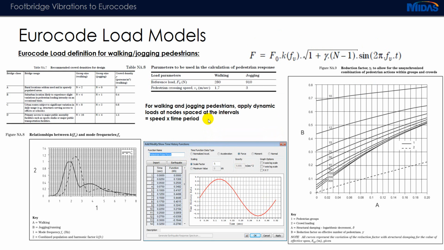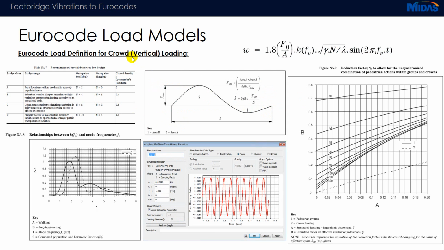Now, where are these time forcing functions applied? They are applied as dynamic nodal loads at the nodes on the structure, which are spaced at intervals of speed multiplied by time, which I just discussed in the previous slide. That is how you define the node spacing. Before modeling, it is good to check what kind of node spacing you should end up with. It doesn't have to be very accurate, but it is good to do, so that we get the maximum possible acceleration out of the model.